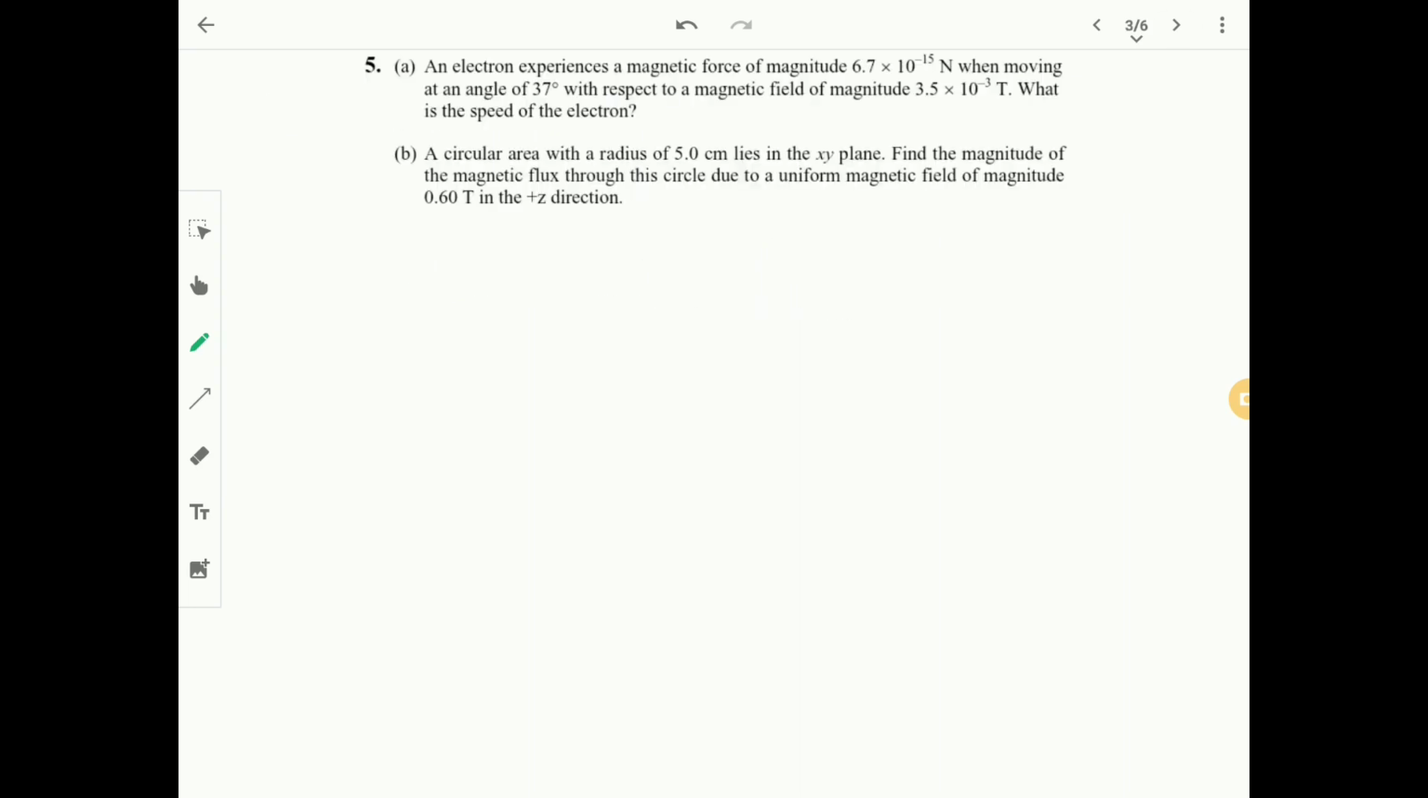Alright, number 5, part A. An electron experiences a magnetic force of magnitude 6.7 times 10 to the power minus 15 newtons when moving at an angle of 37 degrees with respect to a magnetic field of magnitude 3.5 times 10 to the minus 3 Tesla. What is the speed of the electron? Again, a simple question. Give you guys a few seconds and then we'll check together.